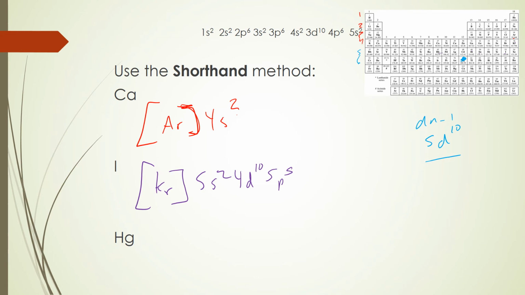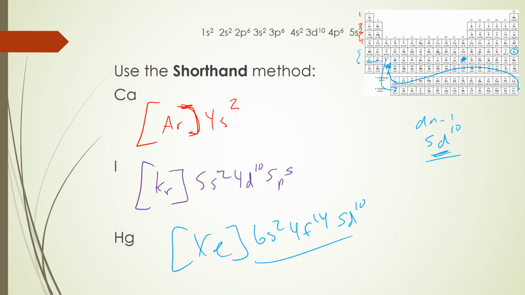We go back and we look at our table. So xenon is the previous noble gas, so parentheses Xe. When we go, we got 6s2. Oh, hey, look, we're down to the F block, so 4f14. And then we got down to the end, and then back up to the D block, and we knew that we were going to end on 5d10, so 5d10. There you go. Way faster.